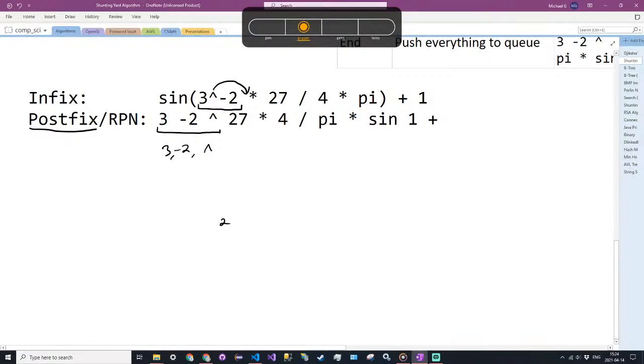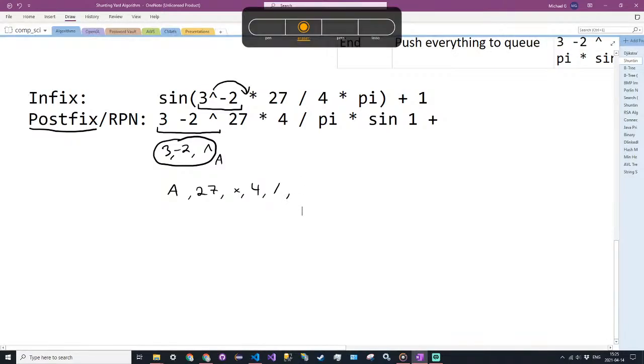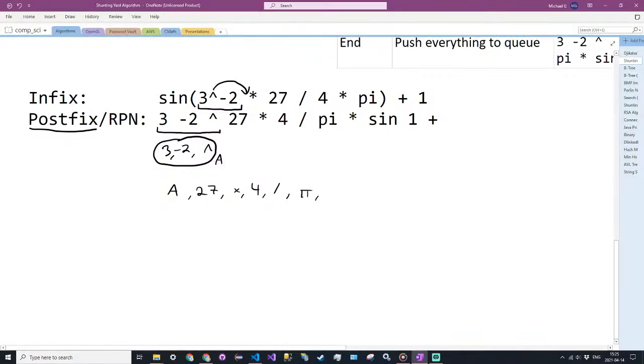So there's that. Now if we consider this as one token, let's call this token A, then we now have A 27 times 4 division pi multiplication sign 1 and a plus.